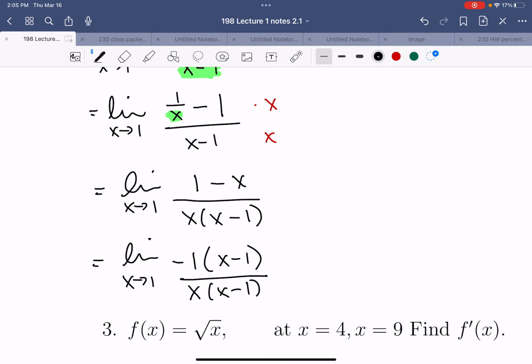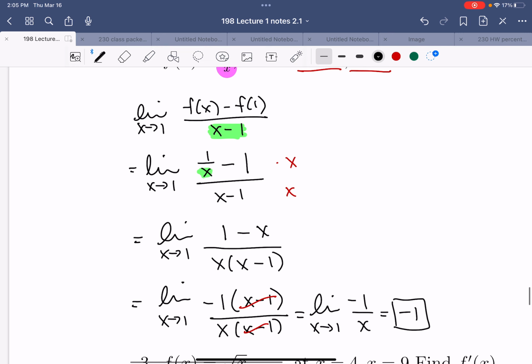And then that allows me to go ahead and cancel that x minus 1. So I'm going to have the limit as x goes to 1 of negative 1 over x. And then now that it's canceled, I can go ahead and plug in my 1 and evaluate the limit. And I get negative 1. Okay, so there's the first one.